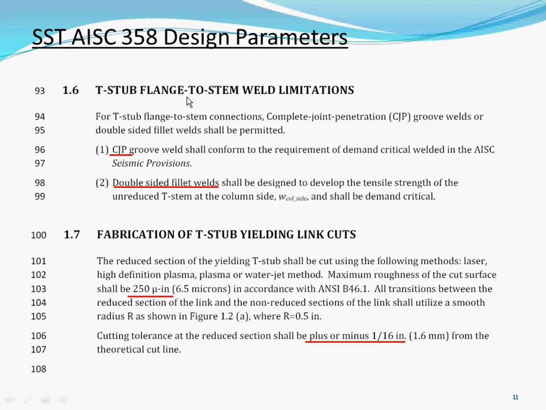Okay, here are the T-stub to the link stem limitations. And again, these are the two welds. This one could be a fillet weld on both sides or a CJP weld. And that's what's there in 1.6.